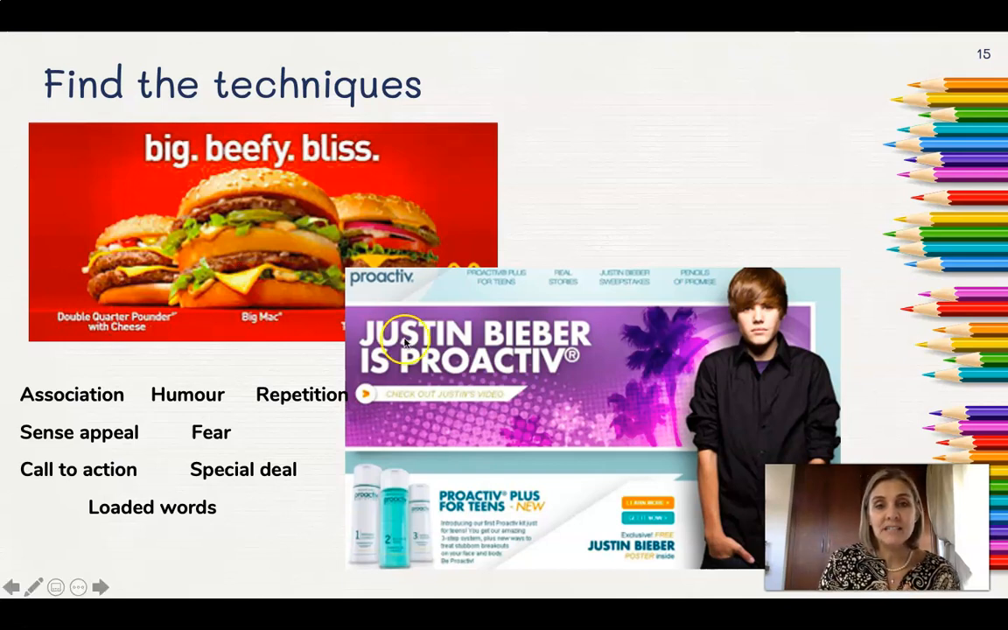And then we've got Justin Bieber is proactive. So there's a bit of a loaded word there. One, we're also associating this product with somebody famous. And so sometimes we want to be like somebody famous or use what they're using. So they're sort of connecting us together. Second of all, Justin Bieber is proactive.